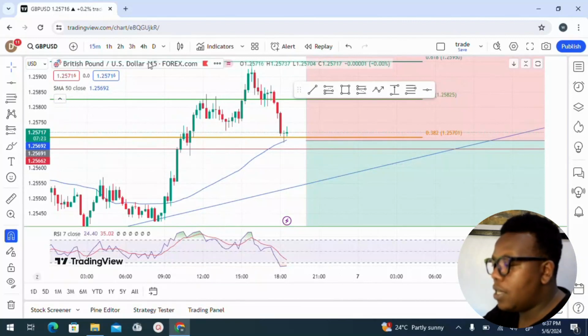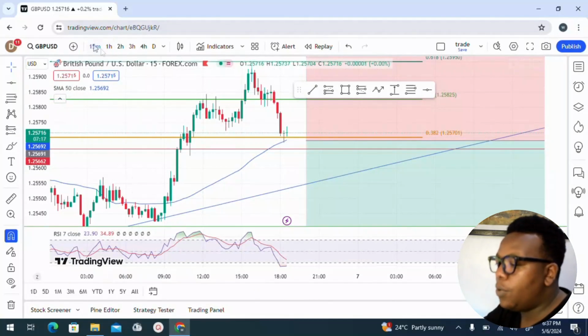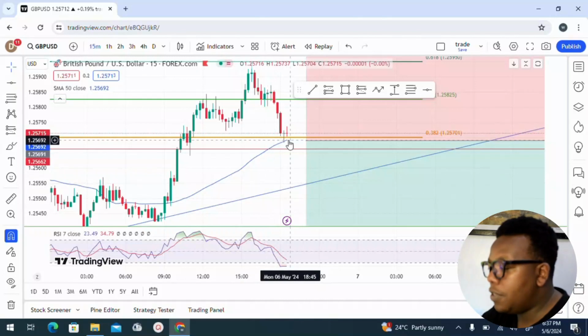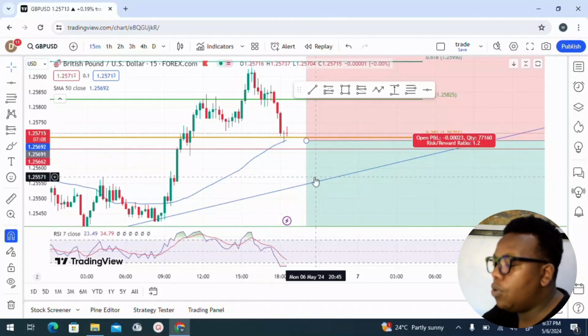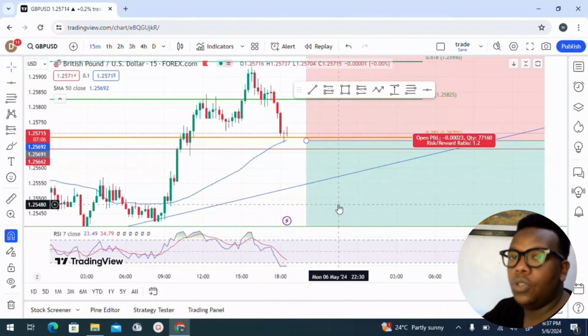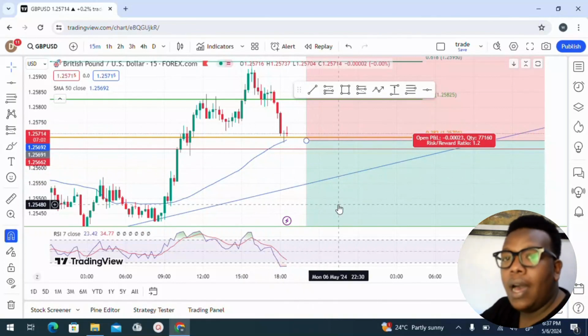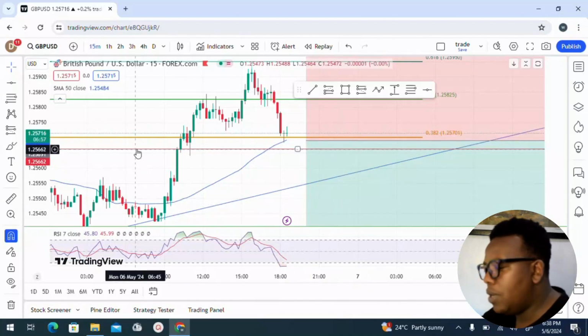For that case, you can see the market at 4 hours was showing an uptrend. When it came to 1 hour, it showed an uptrend. But when it came to 15 minutes, you can see the market is about to break the trend, that is the 50 moving average, and it's almost about to go the other side. So it shows that in the longer time frame, we are looking to go down. We are looking for selling opportunities. So that's how you place your trades.